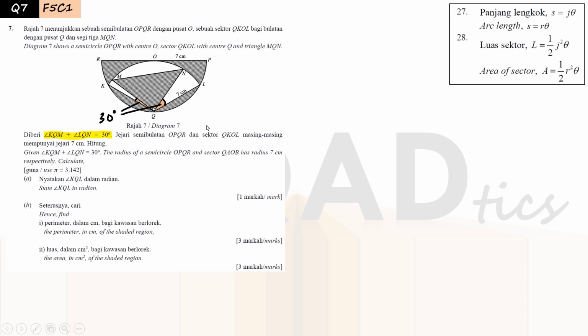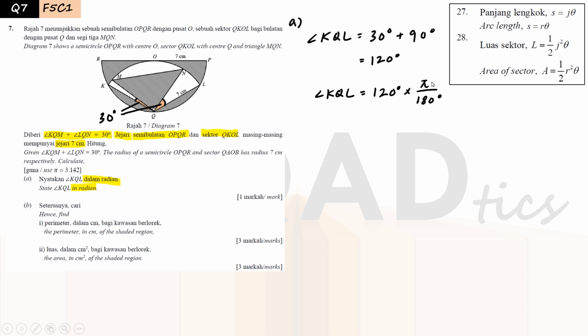And it also says that the radius of the semicircle and the sector are both 7 cm. Alright, so now in part A, we need to find out the angle of KQL in radians. Alright, so KQL is this part. So this one is very simple, it's just 30 plus the right angle here, which is 30 plus 90, which is 120.